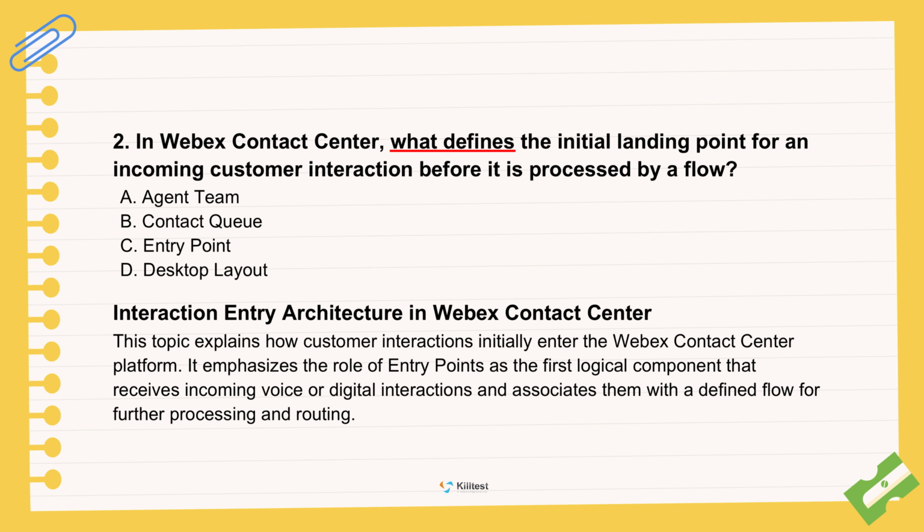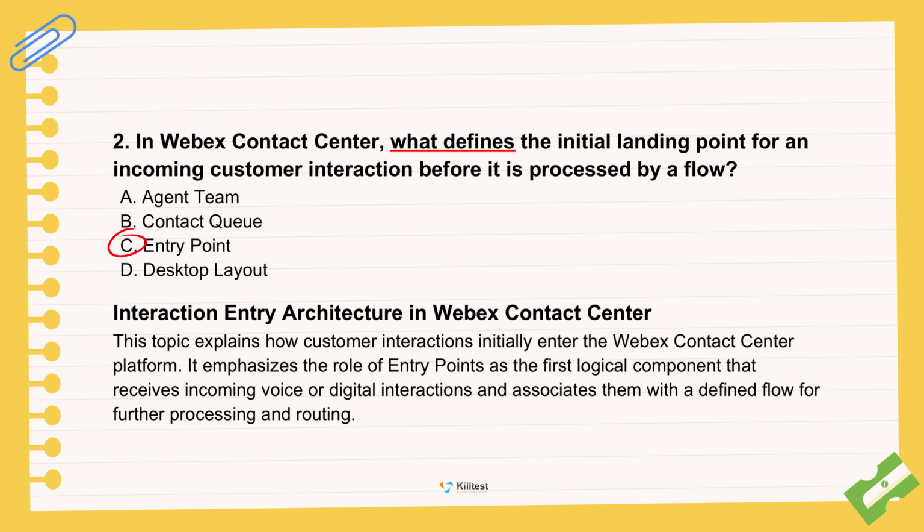Okay, so we can rule out agent team and desktop layout pretty easily. Those are for the human workers. The confusion is always between queue and entry point. I'm guessing a lot of people pick contact queue because that's where the call eventually ends up waiting. They do. And it's a logical guess, but it's wrong. The answer is option C. The entry point. Think of it like a hospital. Okay. The entry point is the front desk where you check in. The queue is the waiting room you sit in after they've decided which doctor you need to see.